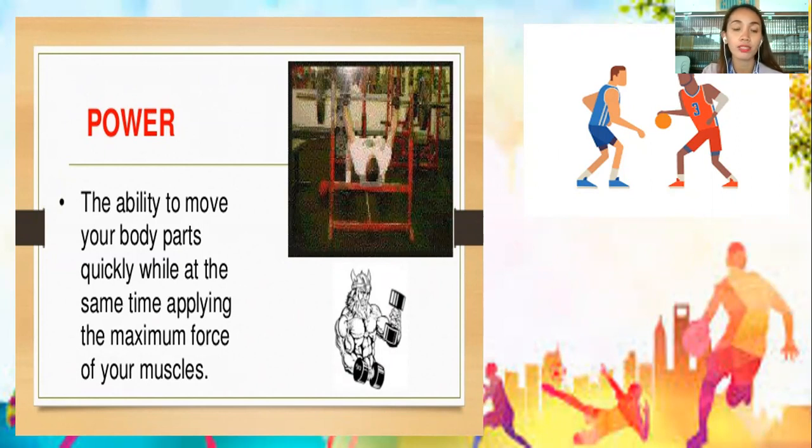Another example of power is the standing long jump. The purpose of the standing long jump is to measure the explosive strength and power of the leg muscles. The equipment that you need is a tape measure accurate to 0.1 centimeter, at least 3 meters long, and placed firmly on the floor.